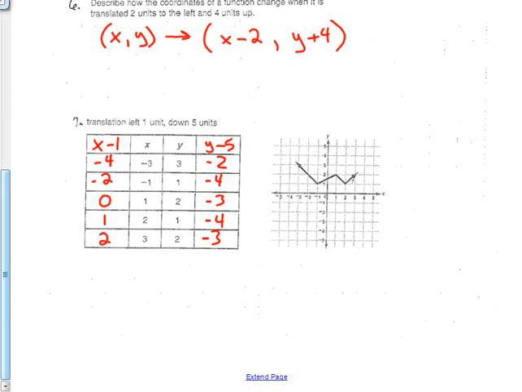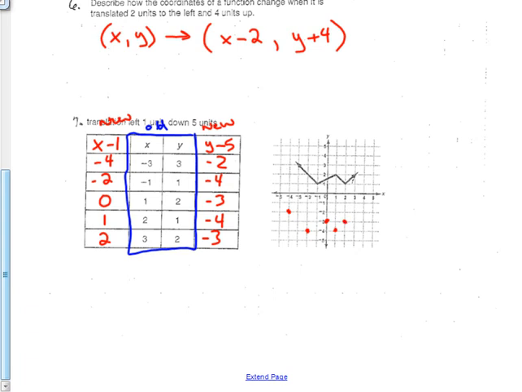Okay, so if I'm looking here in terms of old and new, this is old in here, and this is new out here. Okay, so my new points are at -4 comma -2. New point is -2 comma -4. New point is 0 comma -3. New point is 1 comma -4. And 2 comma -3.